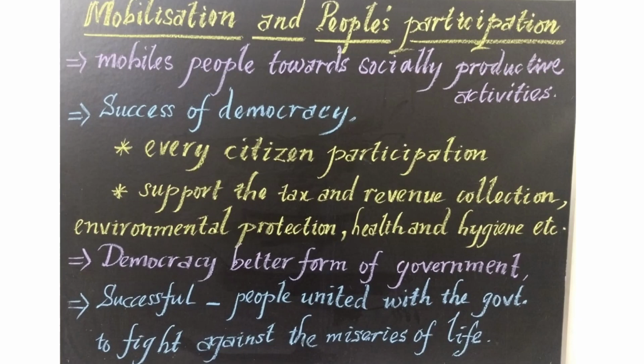The government has framed a lot of policies to improve people's lives, and to fight against the miseries of human life. Miseries mean diseases that come across the people, everything that comes under the miseries of human life. The government is formulating so many policies. People must cooperate with the government. So a better democracy depends upon how the people are united along with the government and come together to fight against the miseries of human life.